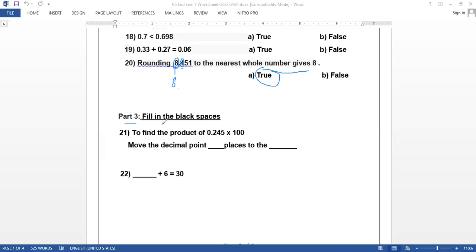Now we go to part 3, fill in the blank spaces. To find the product of 0.245 multiplied by 100, move the decimal point. How many places? We multiply by 100, we move it 2 places. If we multiply by 10, 1 place. So we move it 2 places to the right. Always to the right if we multiply.